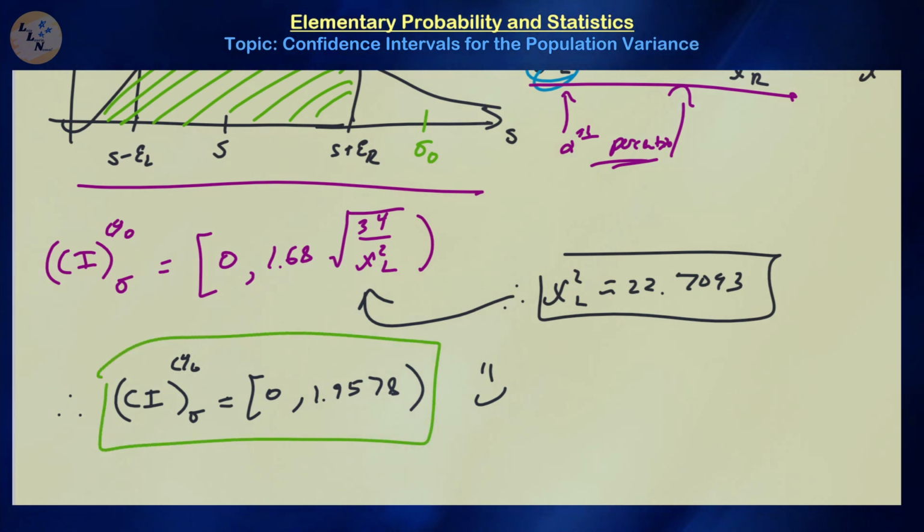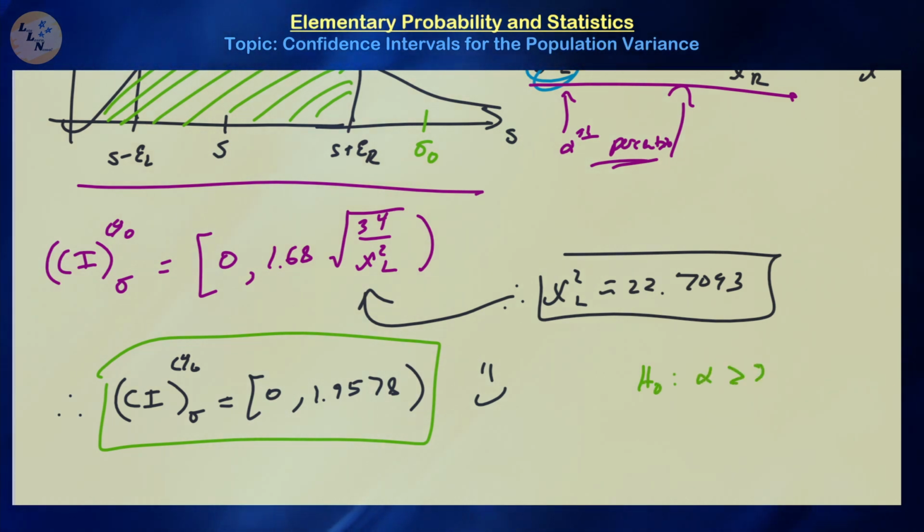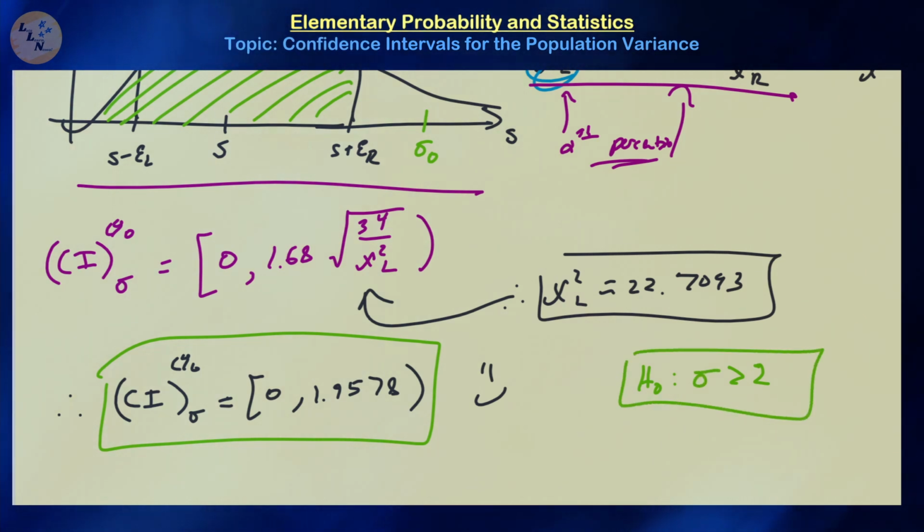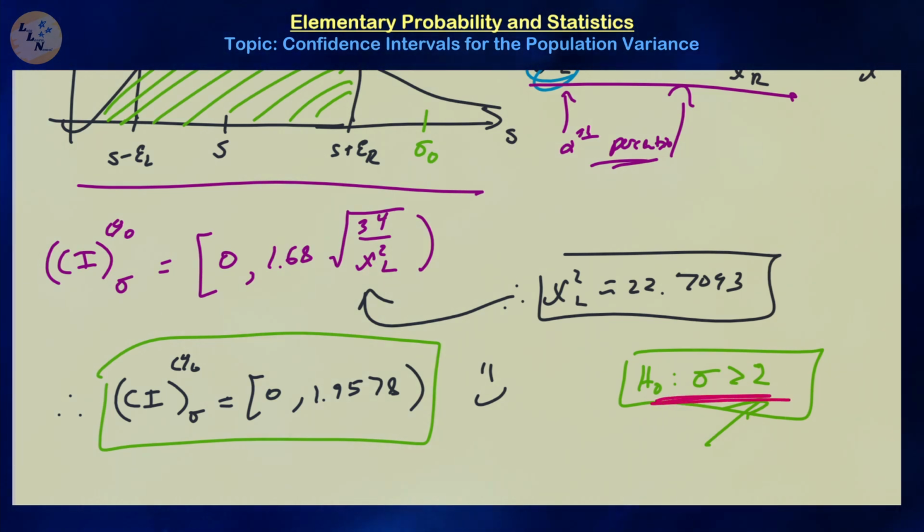So remember, the claim was that sigma is greater than 2. Notice that 2 is not in this confidence interval. Therefore, any number greater than 2 also is not going to be in this confidence interval. So since none of the values in this claim are in this confidence interval, we will be rejecting the null hypothesis in this particular world.